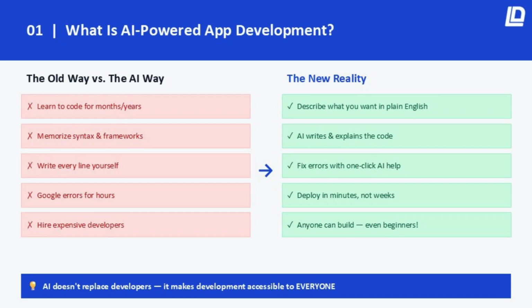To understand where we are, we have to look at the old way versus the new reality. We are moving away from spending months memorizing syntax or writing every single line of code by hand. In the AI way, you describe what you want in plain English. AI writes and explains the code, fixes errors instantly, and helps you deploy in minutes. The most important thing to remember: AI isn't replacing developers, it is making development accessible to everyone.